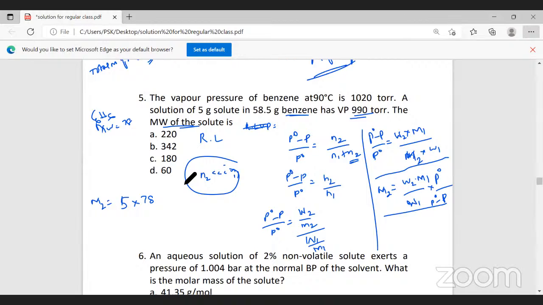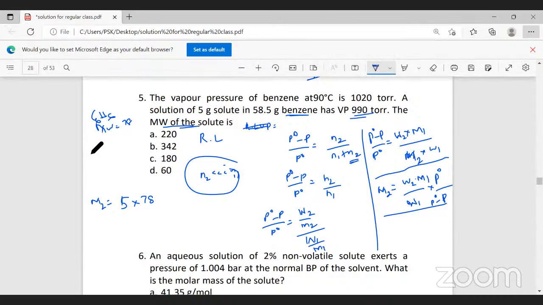W1 stands for the weight of the solvent. M2 stands for the molecular mass of the solute. W2 stands for weight of the solute. So 2 stands for solute. I will write here: M1 and W1 correspond to the solvent, and M2 and W2 correspond to the solute, molecular mass and weight. So 78 is the molecular mass of the solvent divided by W1. What is the weight of the solvent? It is 58.5.